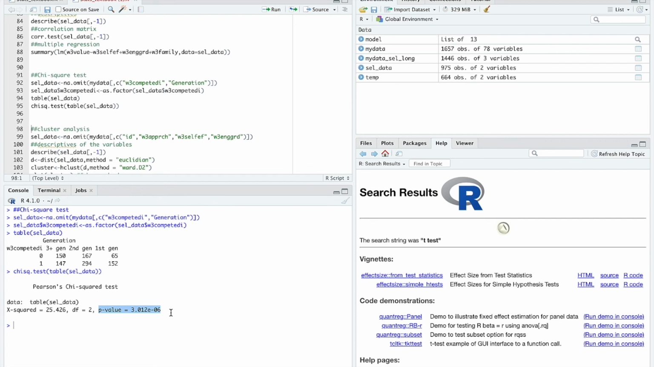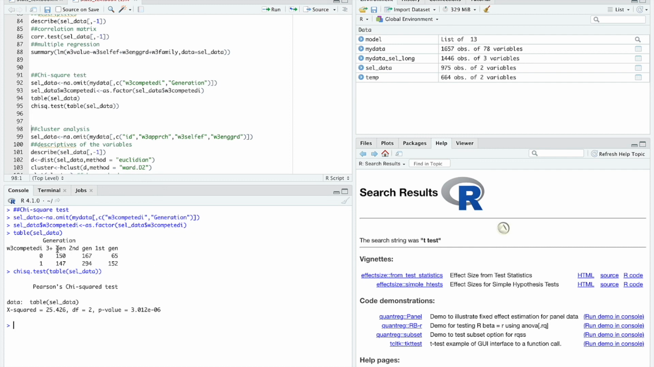So there's other things that you can do in a chi-square. You can also print out the expected values for each cell in the table, this table up here, if you want to, so that you can compare the observed and the expected. But it's not really necessary.